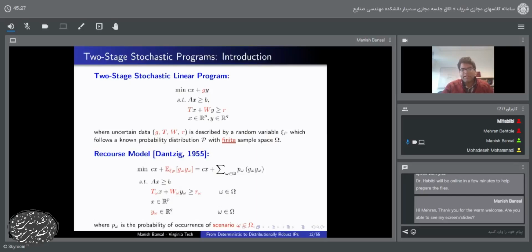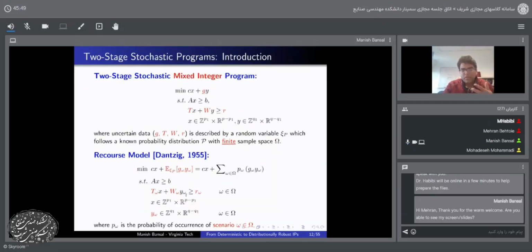Interestingly, this problem has a nice block angular structure. If you observe, you have this x, but the coefficients of y omega are not repeating, in the sense that if you go from scenario omega 1 to omega 2, you have a separate block corresponding to that, which helps us to decompose this problem. Essentially, the same thing can be said about the two-stage stochastic mixed integer program. The only thing I have done is allow some of the variables to be integer.